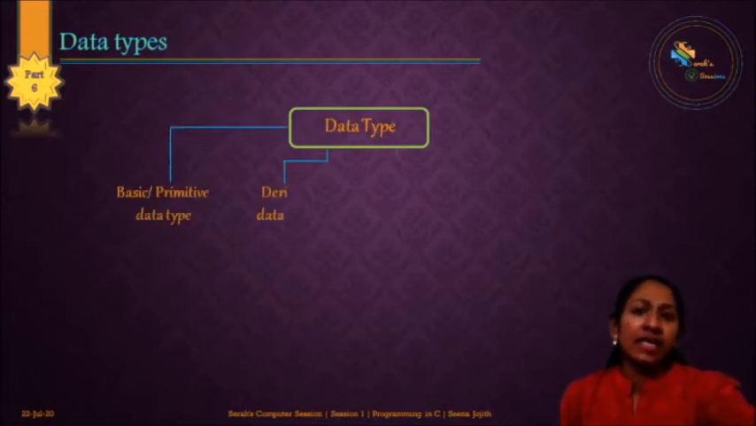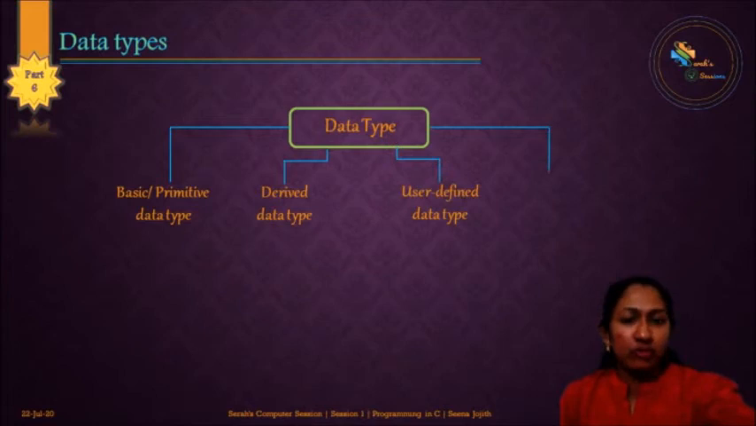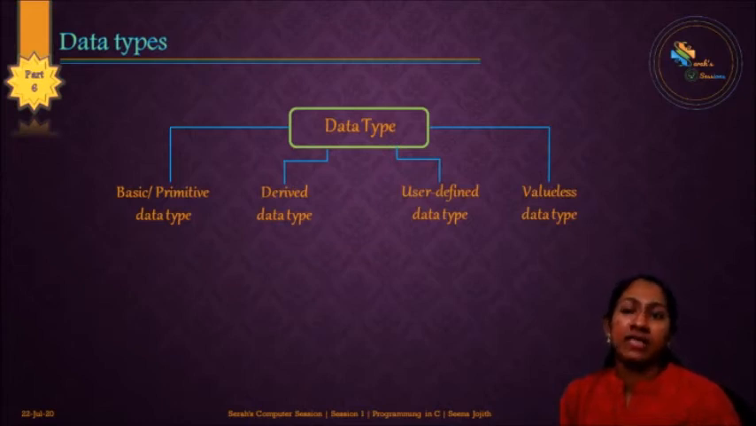C data types can be broadly classified into four. You may be able to see different types of classification. Some say that there are only three classifications, but I prefer to stick to this kind of classification. The first one is basic or primitive data type. The second one is derived data type. The third is user defined data type. And the fourth one is valueless data type.